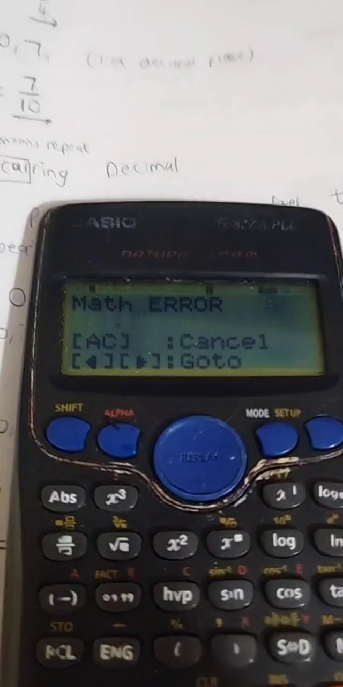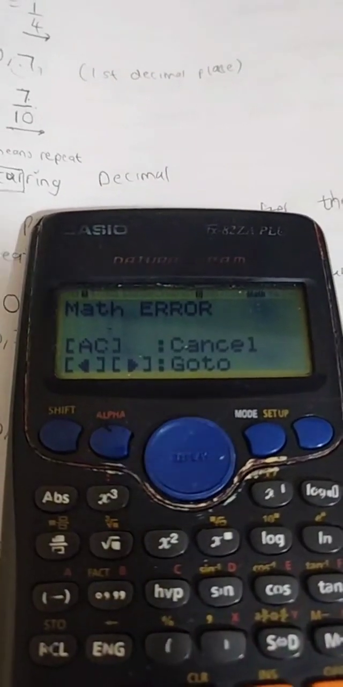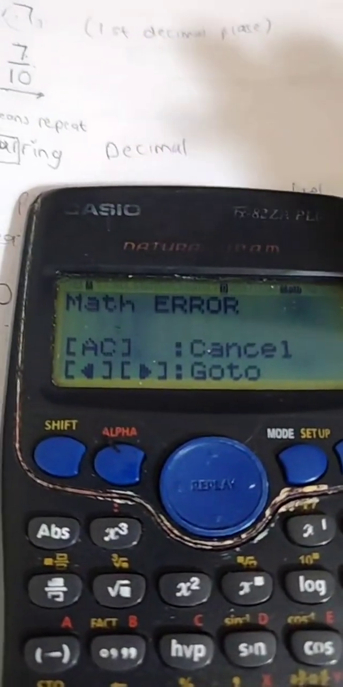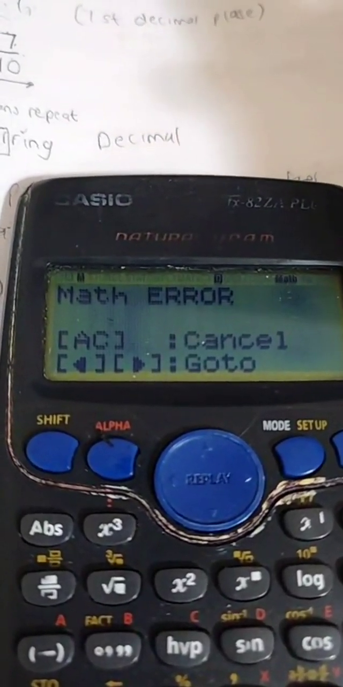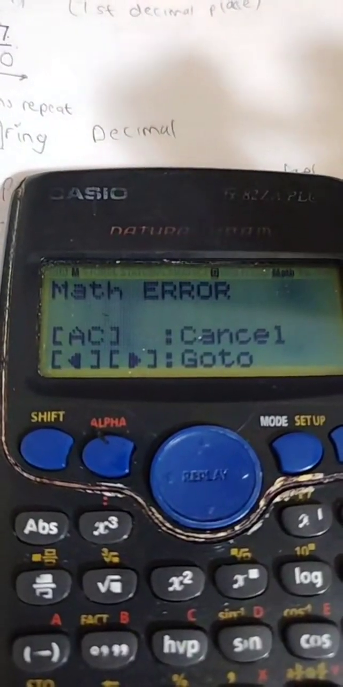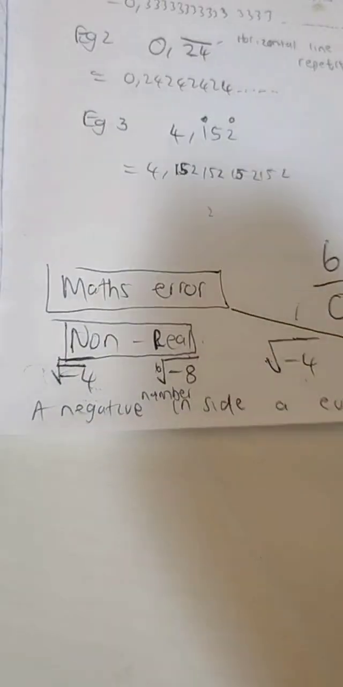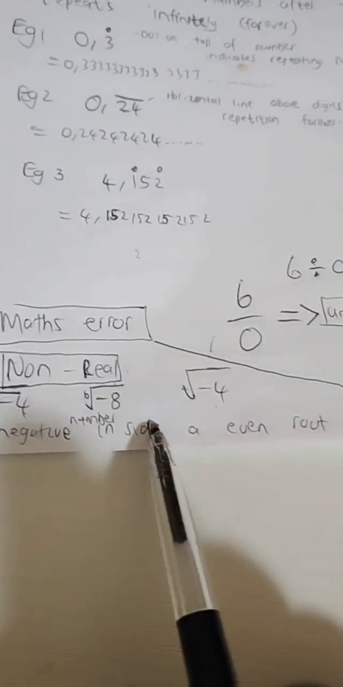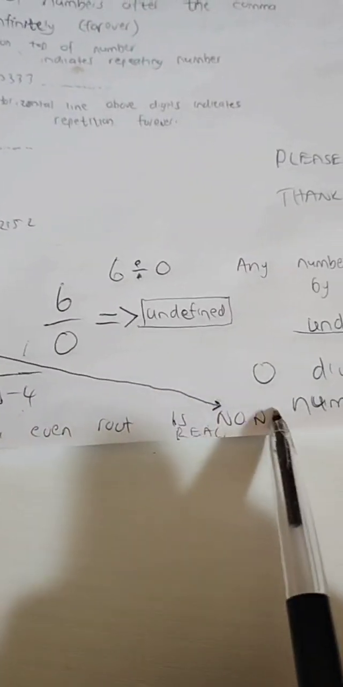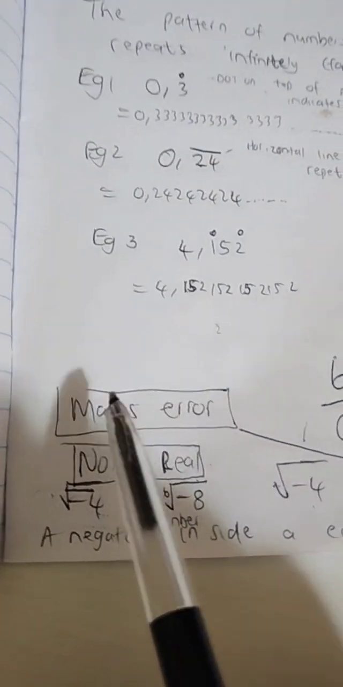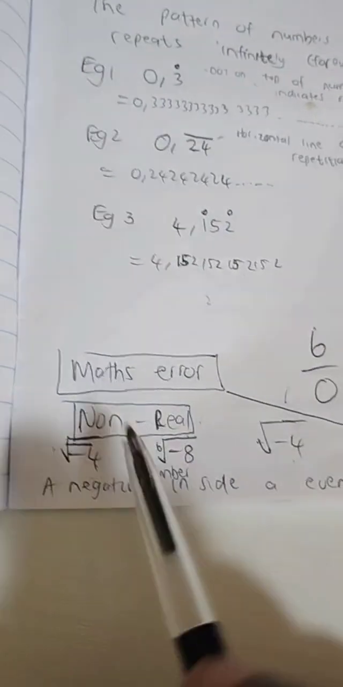Okay, Pemza, you are listening. A negative number inside an even root. Pemza, you got it? A negative number inside an even root is non-real. The maths error that you get means non-real.